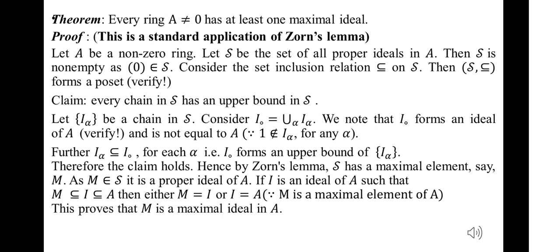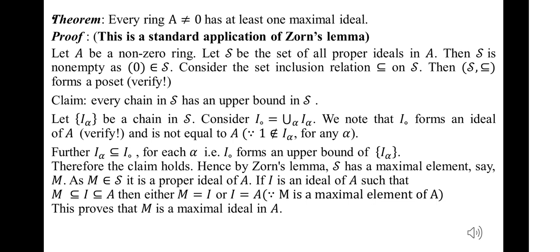We shall prove the theorem which states that every non-zero ring A has a maximal ideal, which is one of the standard applications of Zorn's lemma. We will prove this theorem now. Let A be a non-zero ring and let S denote the collection of all proper ideals of A. As A is given to be non-zero, we can easily see that zero ideal will be a member of S, that says S is non-empty.